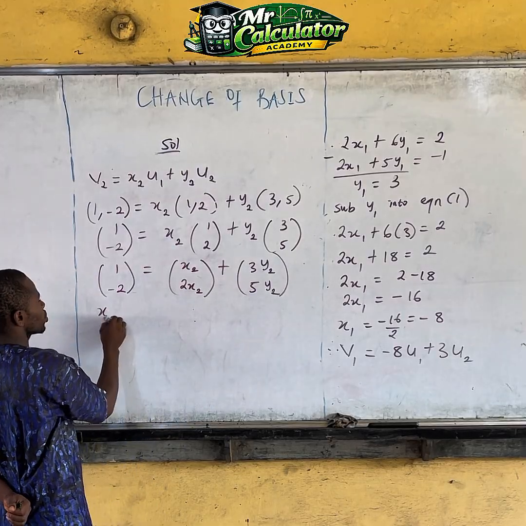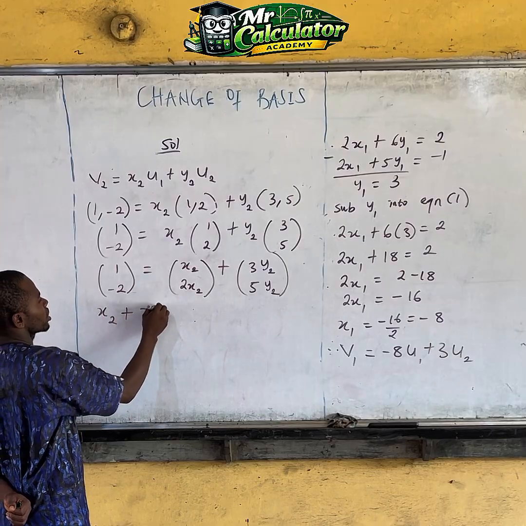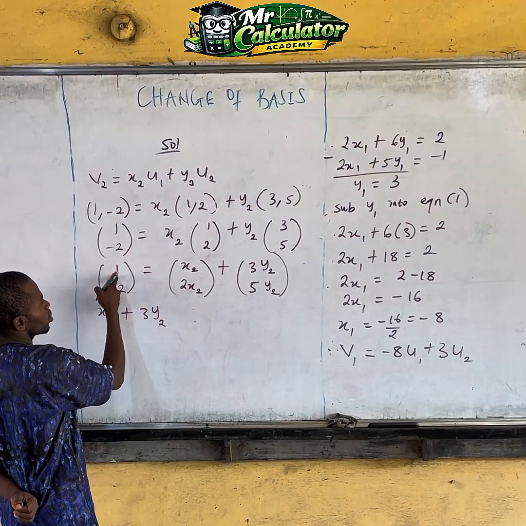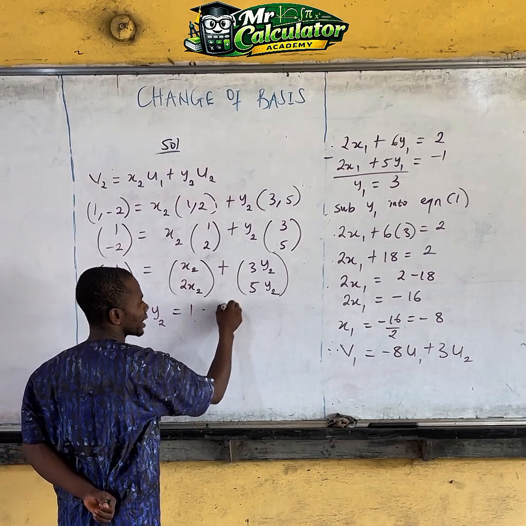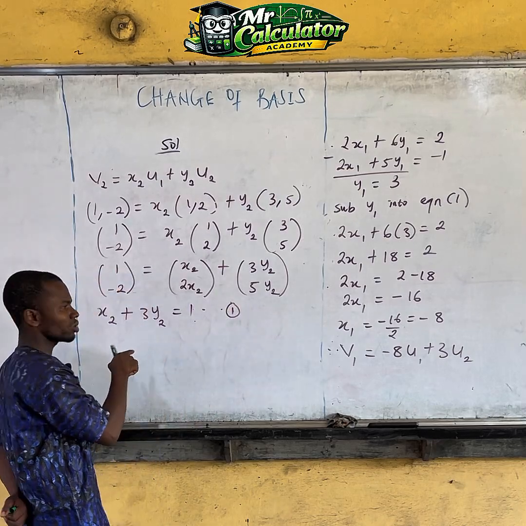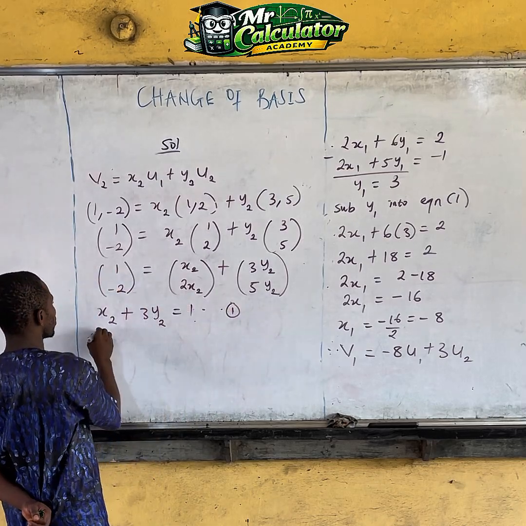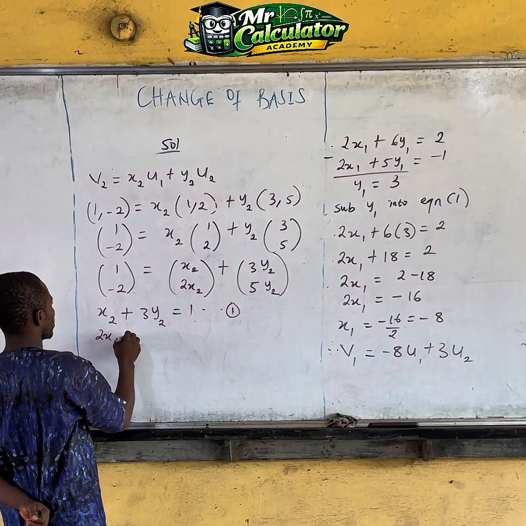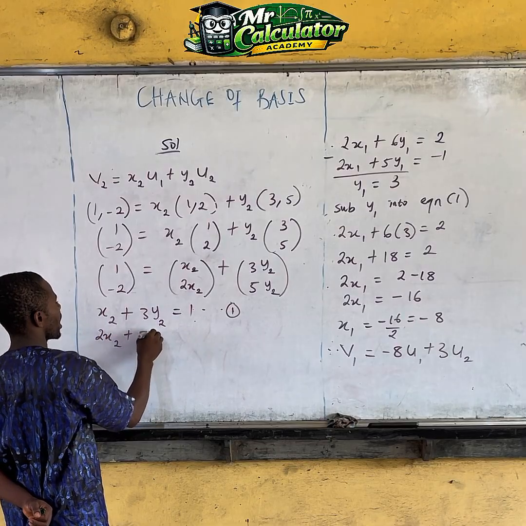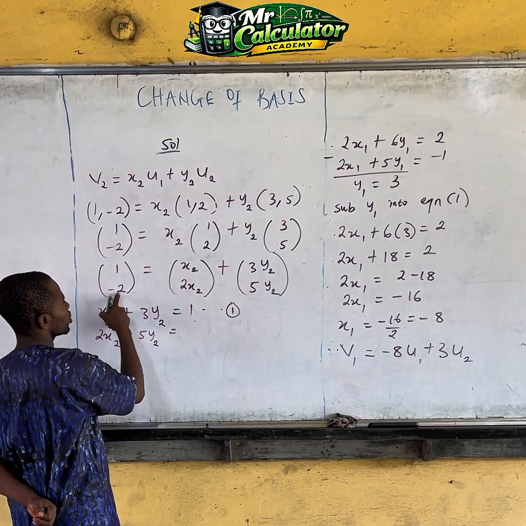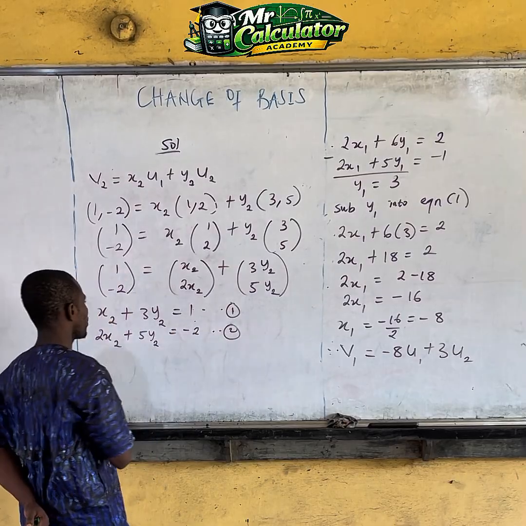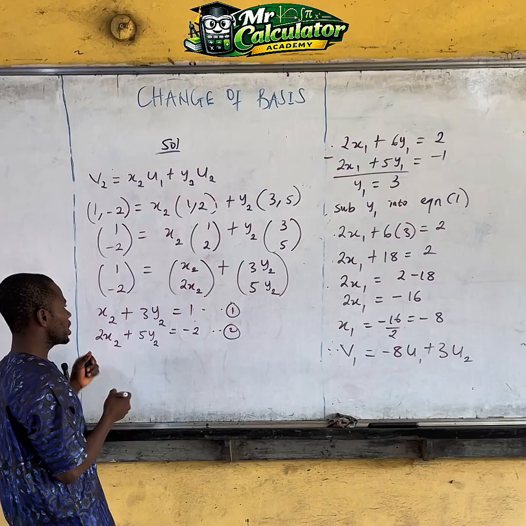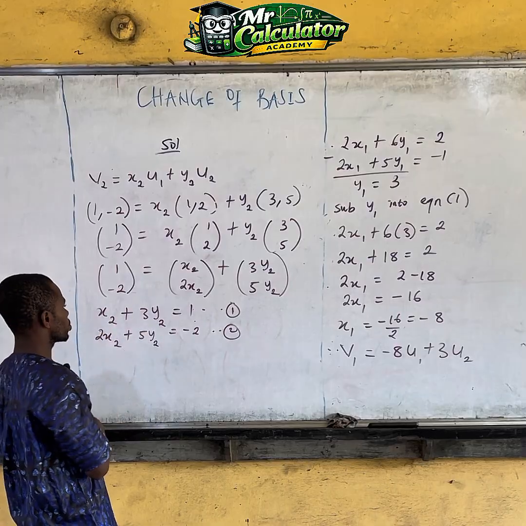So x2 plus 3y2 equals 1. That is equation 1. We are getting another simultaneous equation: 2x2 plus 5y2 equals minus 2. That is equation 2. Now from here, I want to eliminate x2 to get y2.